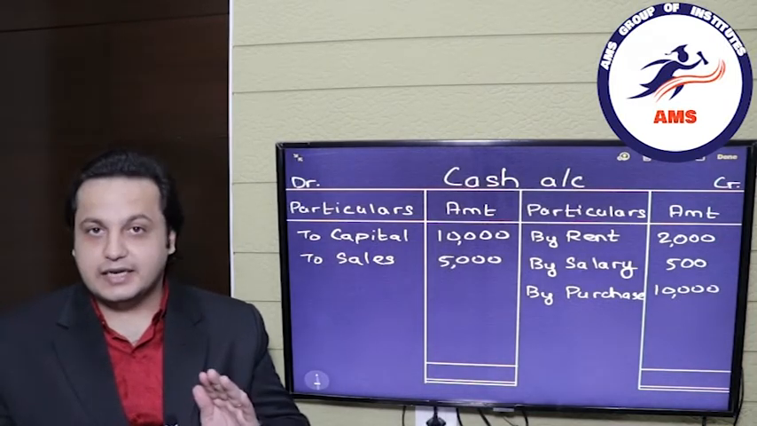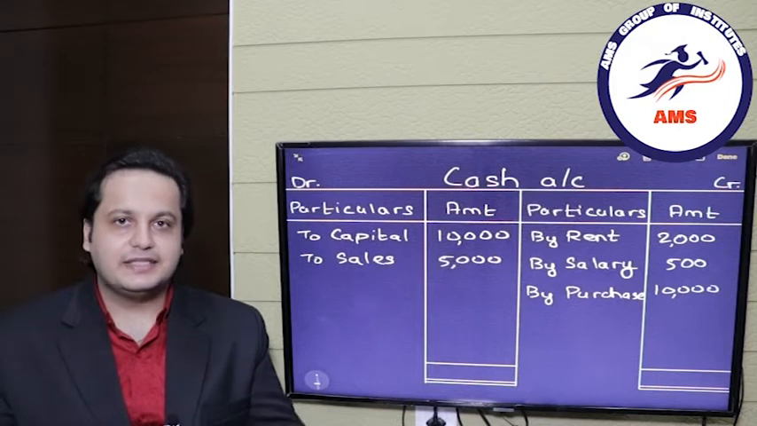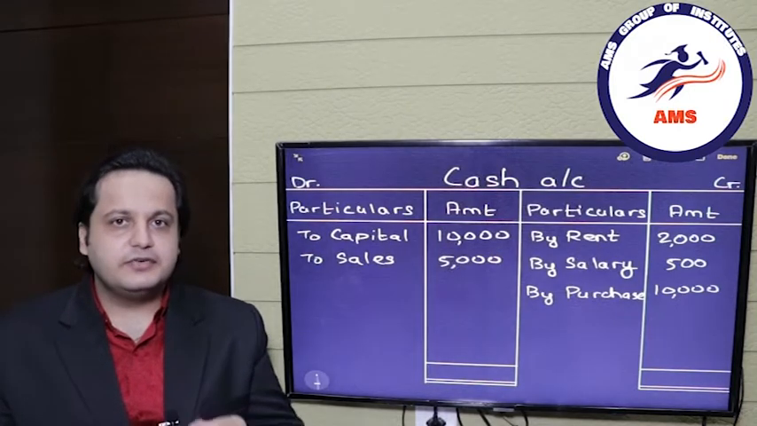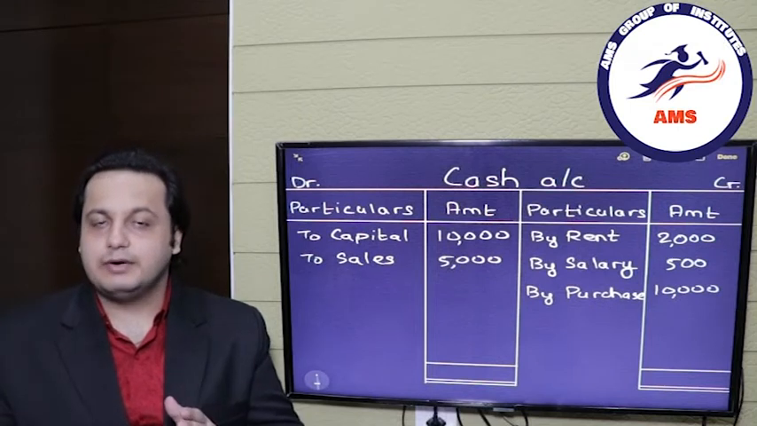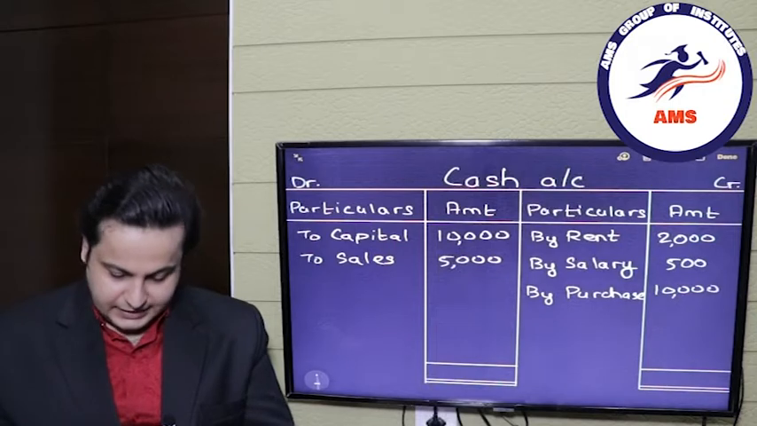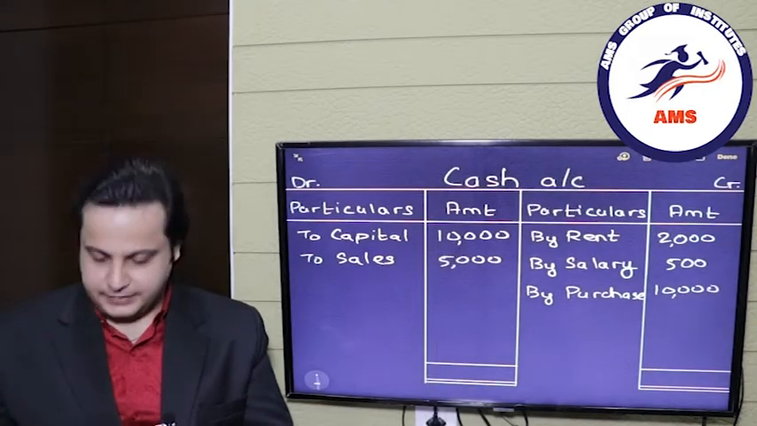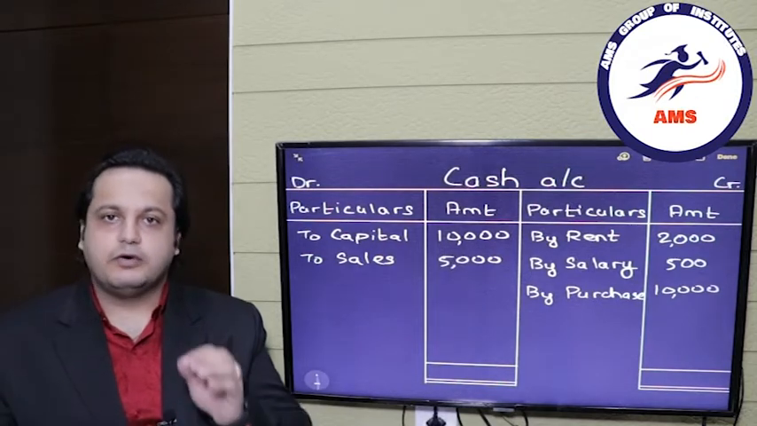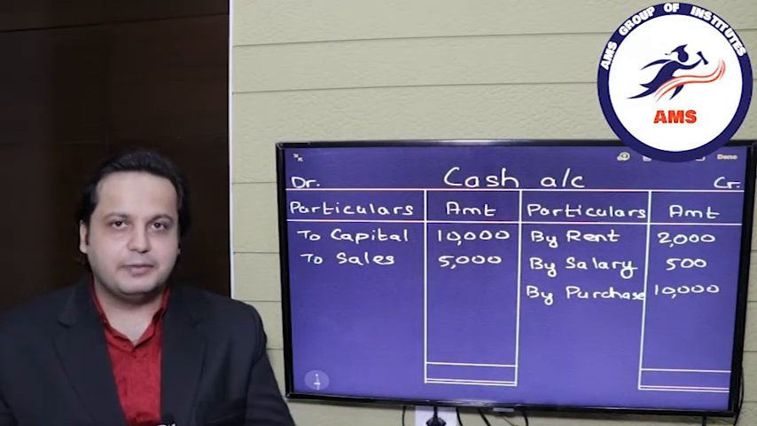But we are not done yet. We have to calculate the closing balances. Now, how will you calculate it? Simple. Firstly, we will total both the amounts, that is the debit amounts and the credit amounts. The debit amount is 15,000 and the credit amount is 12,500 rupees. Now 15,000 is the bigger balance.